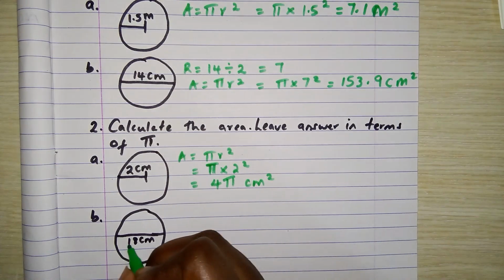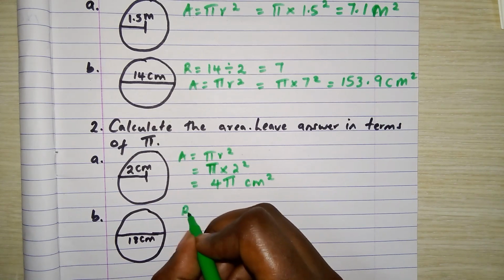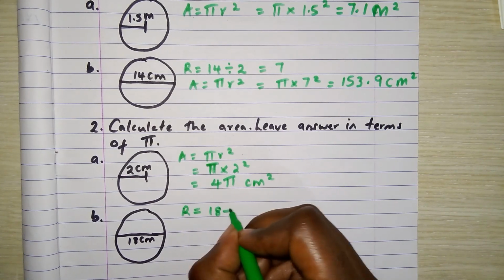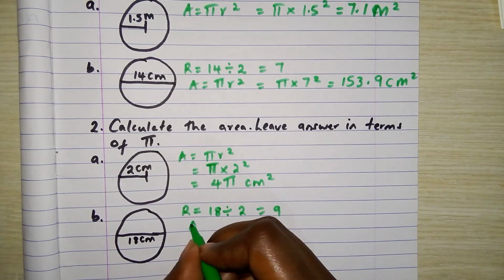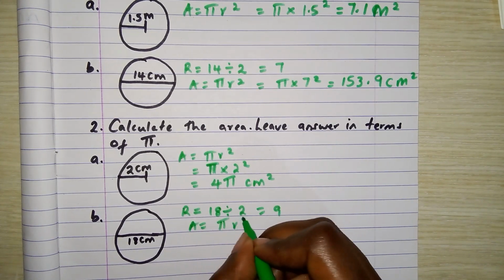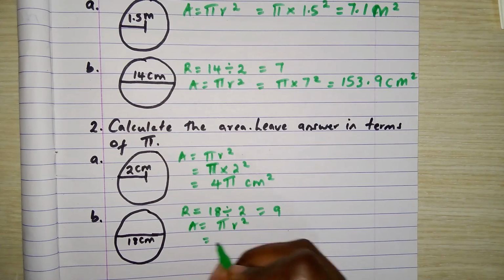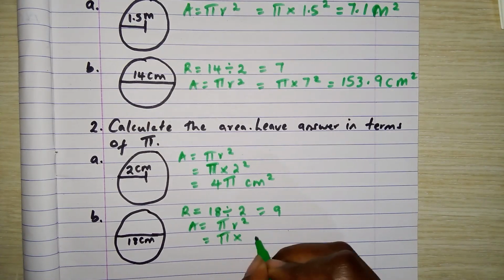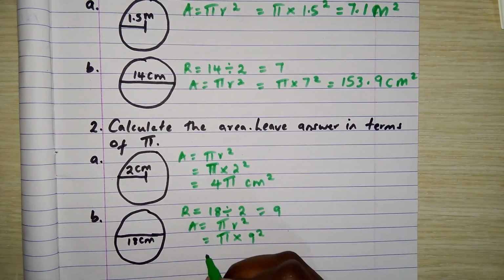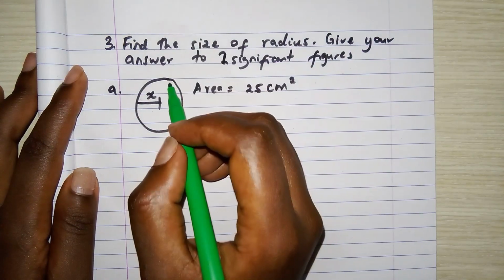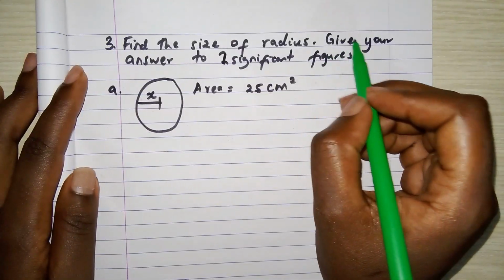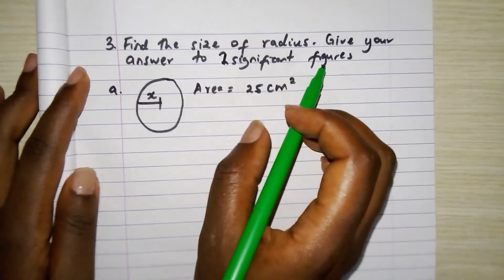The next one, we need to find the radius. So the radius will be 18 divided by 2 is 9, and then area equals pi r squared equals pi times 9 squared, and that would be 81 pi centimeter squared. Okay, number 3, find the size of the radius. Give your answer to 2 significant figures.